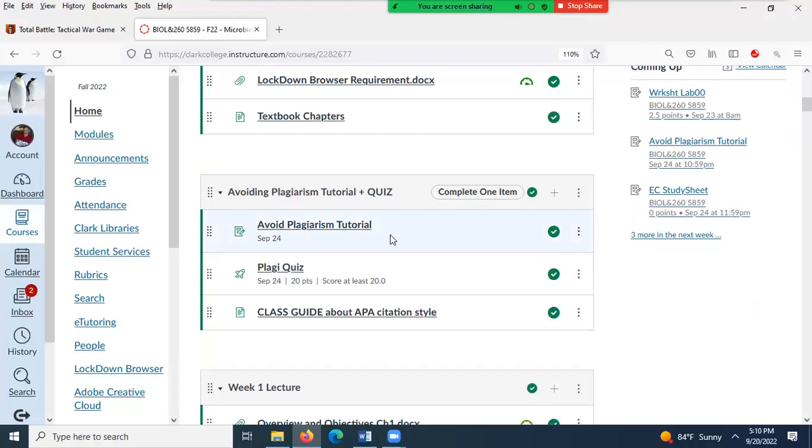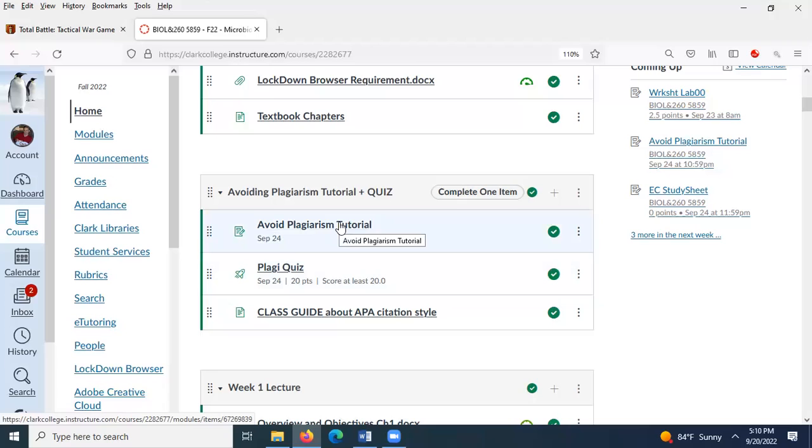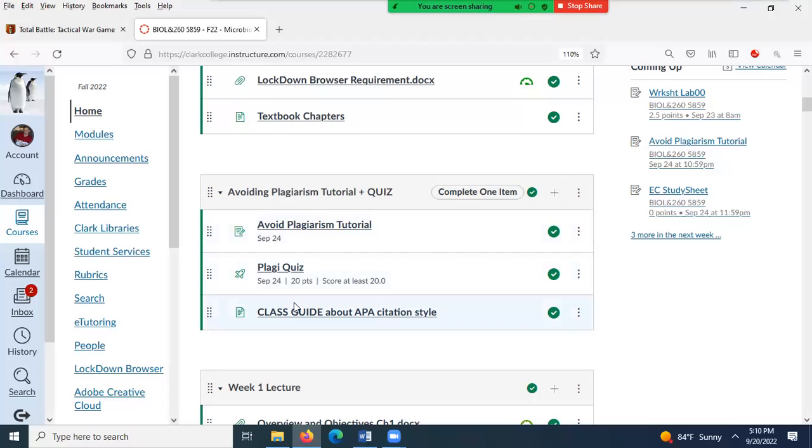And that's the avoid plagiarism tutorial. You need to take the plagiarism tutorial and then take the plagiarism quiz by 11:59 p.m. this Saturday. Any questions about any of that? The tutorial was something that the Clark College Library made. So it's pretty good, and it'll tell you about how you can avoid plagiarizing and how to use citations, which is one way to avoid plagiarism.